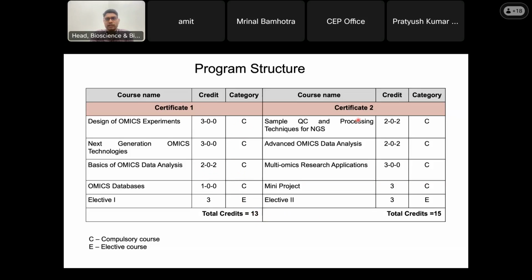Similarly, Certificate 2 is more of an advanced version of Certificate 1, so it will be more advanced in terms of both technologies and analysis, as well as cover different specific applications. These are the different courses that will be taught in Certificate 2. And most importantly, you will have the mini project, which I am also going to talk about. There is one special slide for the mini project. And then again, you will have the option to choose electives.